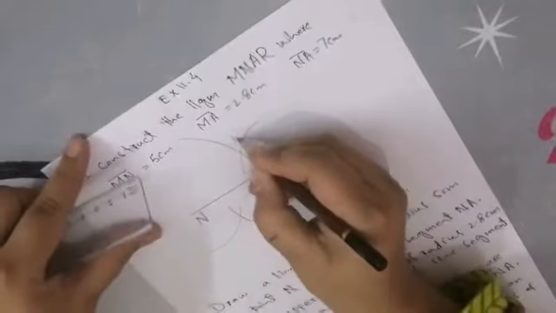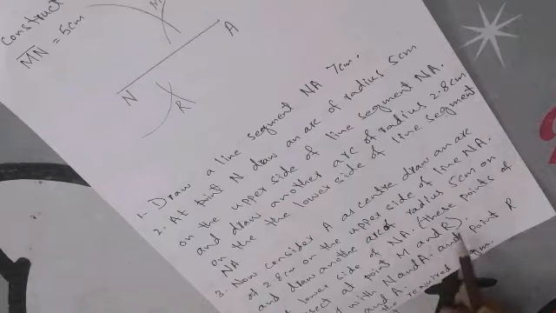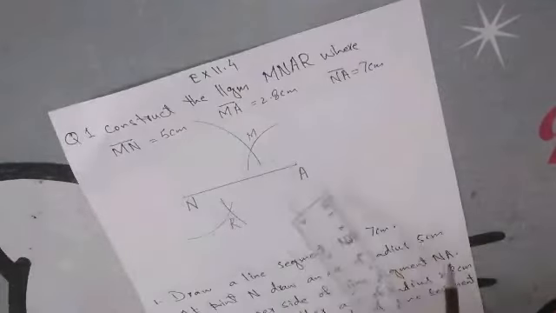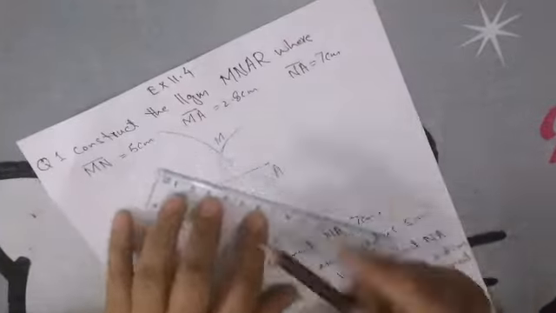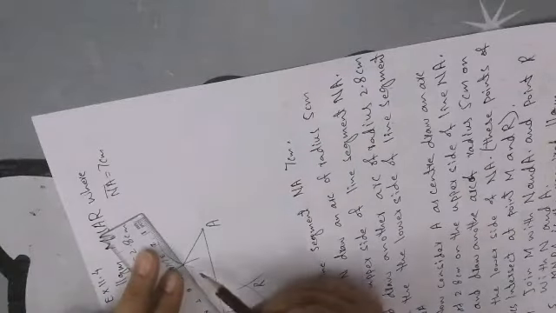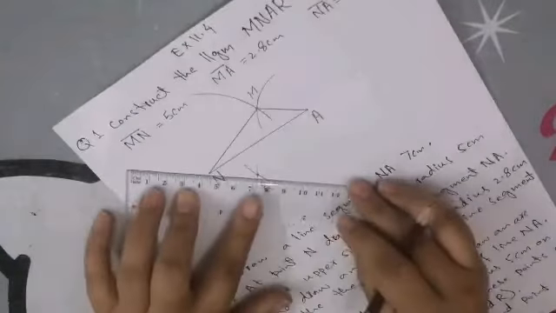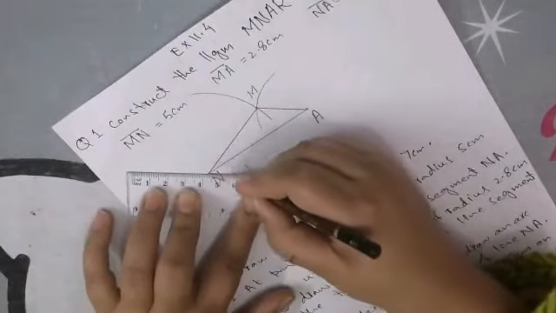So AM, this one, these points of arc intersect at point M and R. So join M with A and with N. Join point M with A and with N. And point R, join point R with N and A.